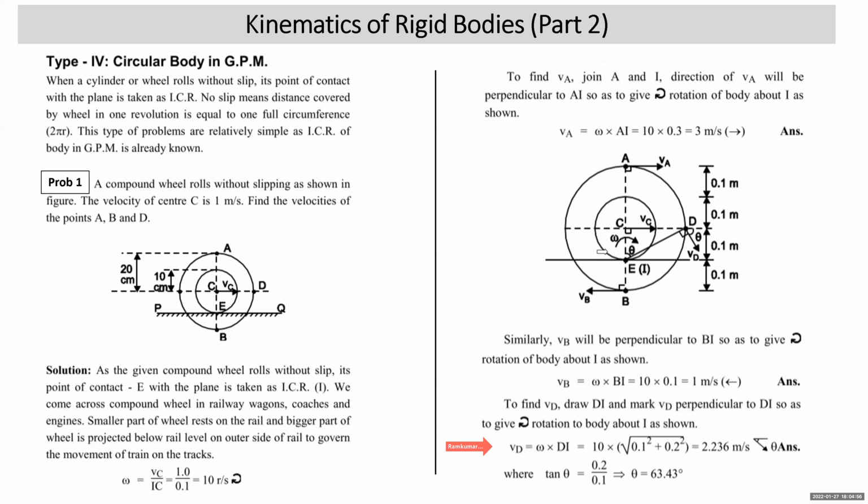Then you can find this angle theta. How will you find angle theta? In right angle triangle CDI, tan theta is equal to CD upon CI. CD is 0.2, CI is 0.1. So you get theta. DI is making theta with vertical, so VD will make theta with horizontal.